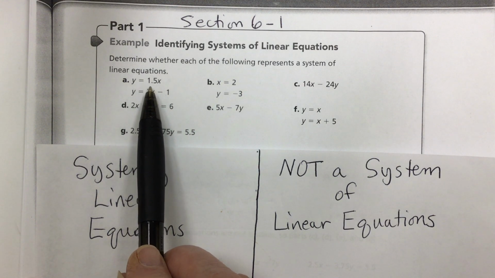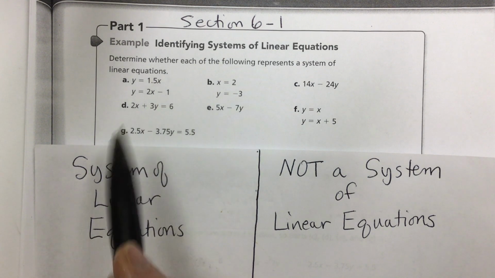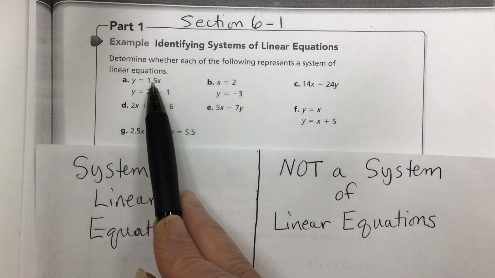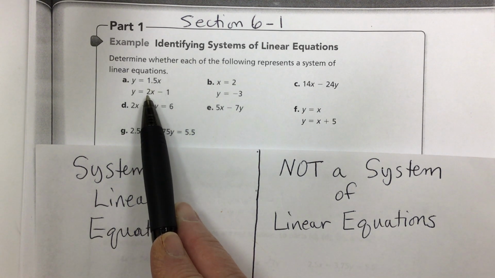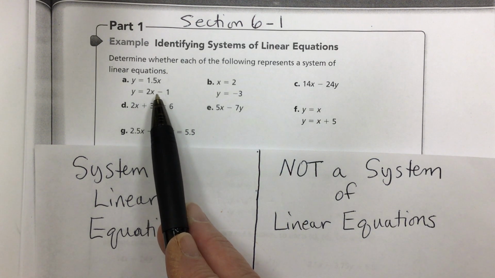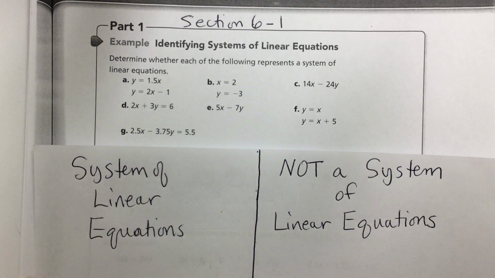Y equals 1.5x. Yes, that's a linear equation. It is in the form of y equals mx plus b. Also, I know it's a line because both the x and the y are to the first power. So this is a linear equation. The question, is this a linear equation? Yes, it is a linear equation. It's in the form of y equals mx plus b. And both the x and the y are raised to the first power, and I do have equal signs.